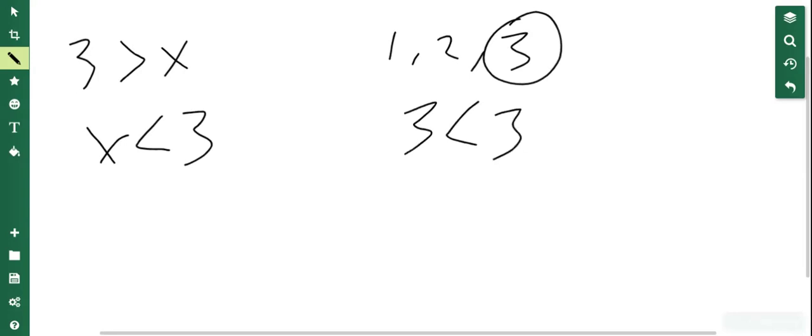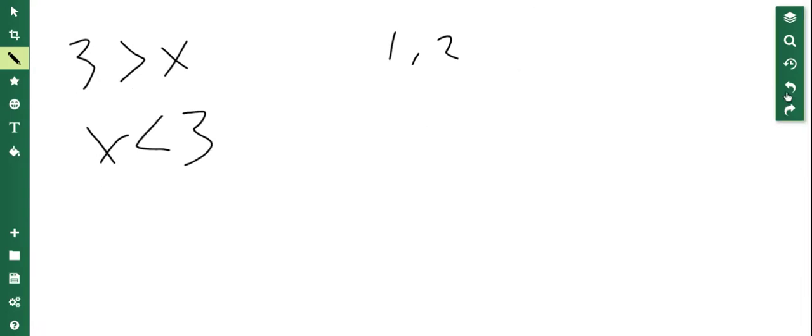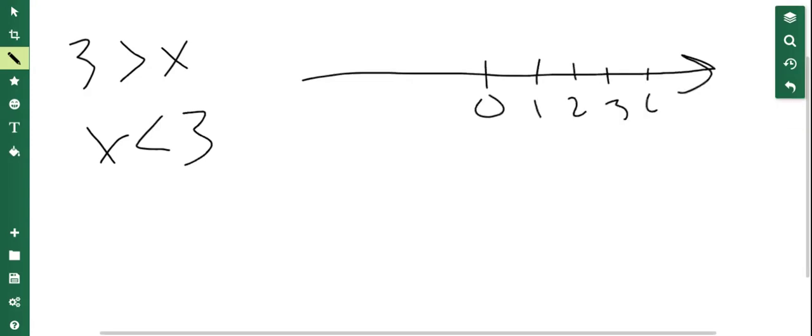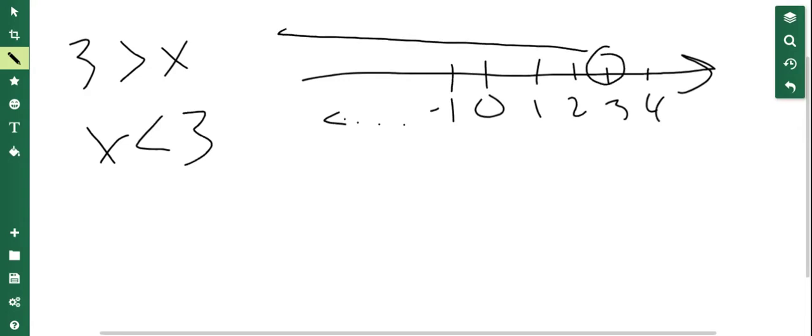All right, so if we were to draw our number line, we'll draw a number line. This is my 0. I have 1, 2, 3, 4, -1, and so on to negative infinity. So since I'm not including 3, I have to use an open circle. And all the possible numbers that x can be go all the way to negative infinity. So we draw that little arrow because x could be 2, x could be 1, x could be 0, x could be -1, x could be -1000, and it'll still be less than 3.